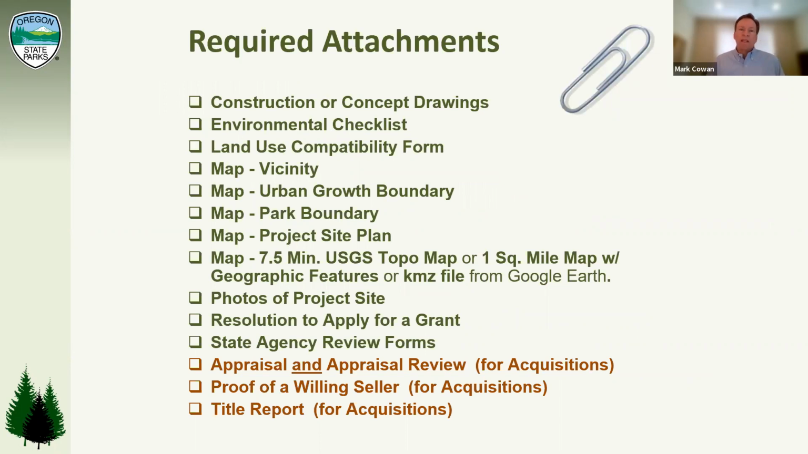Now, in addition to the narrative application, we do have a number of attachments that we do ask you to include. And if you have any kind of construction or concept drawings, we want to see those. There is an environmental checklist. We'll touch on that a little bit later. Land use compatibility form. We like maps. So don't be shy about those maps. We'd like to see a lot of those, and we'll talk about those. And photos, resolution to apply for a grant, state agency review forms. We'll talk about those in conjunction with the environmental checklist.